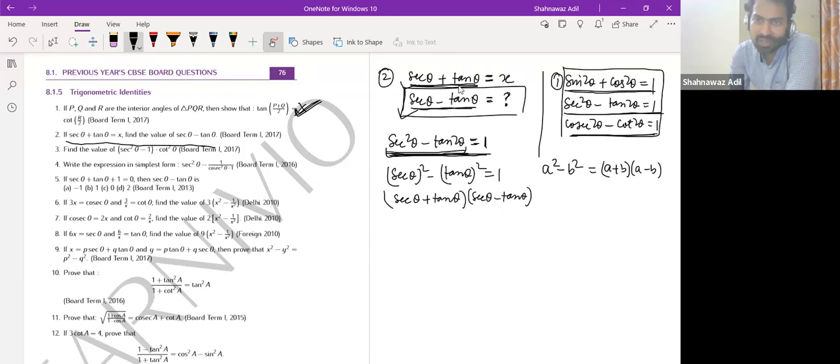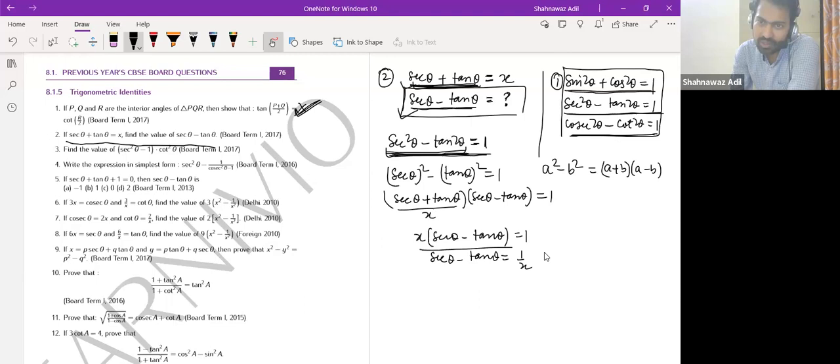So the idea was, how can we figure out this one and write the value? So this is x, right? So x into sec theta minus tan theta equals 1. So sec theta minus tan theta will be 1 by x. This is the answer. Clear, guys?